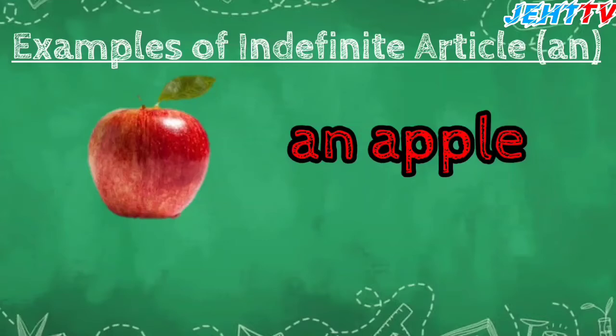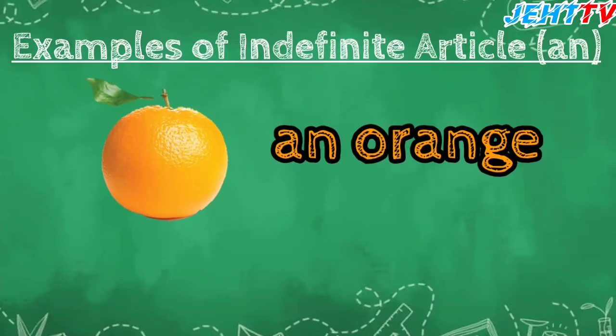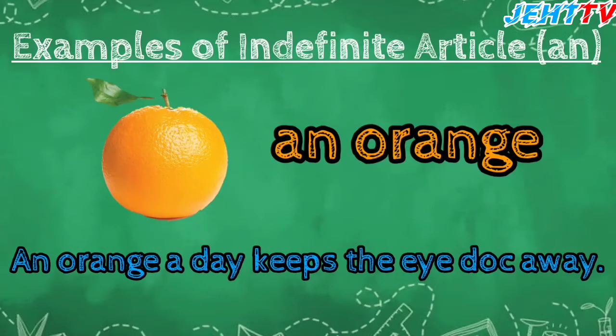And now I will show some examples of indefinite article an. The first one is an apple. An apple a day keeps the doctor away. The next is an orange. An orange a day keeps the eye doctor away.